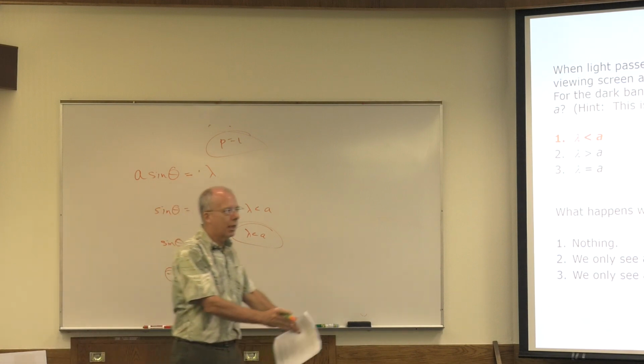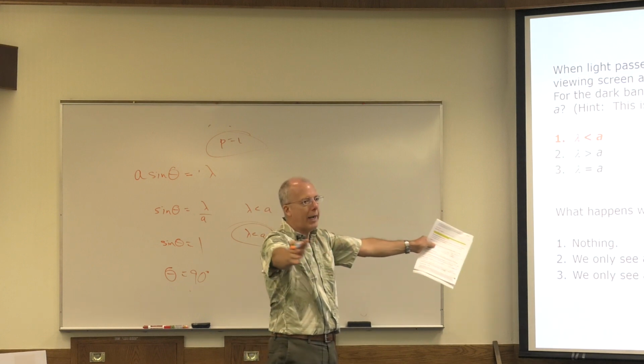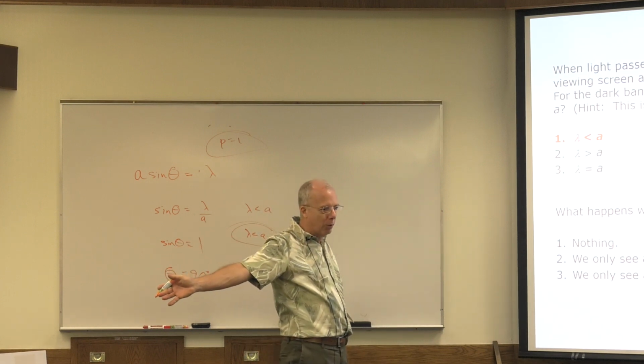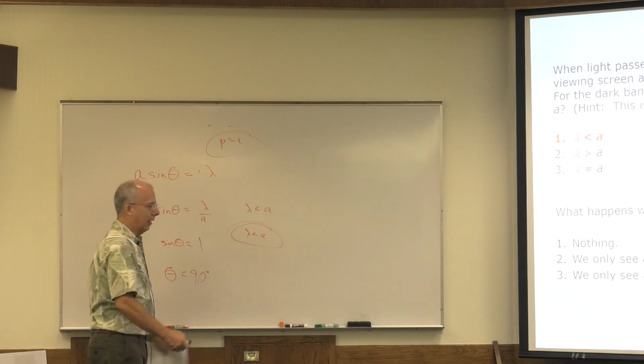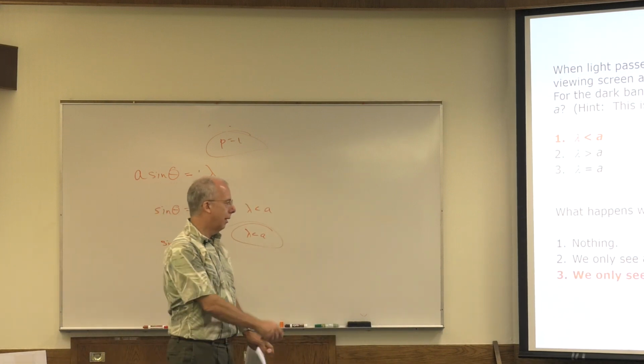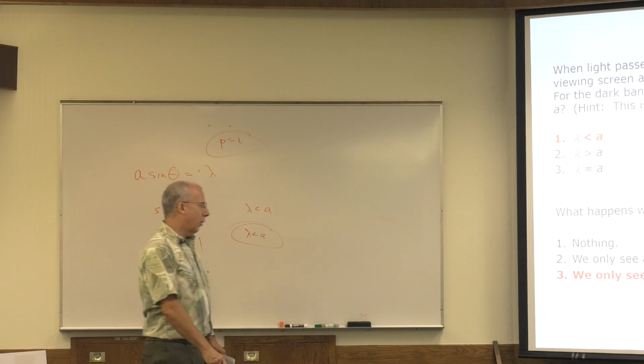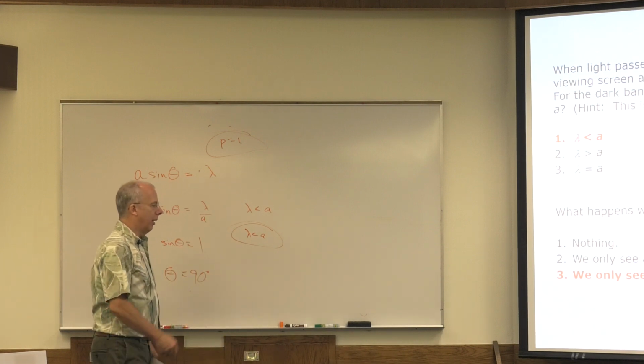So what would you see? So you just see this big white thing, right? Your whole band would be white because theta is 90, right? So you'd only see this big white central bright band.